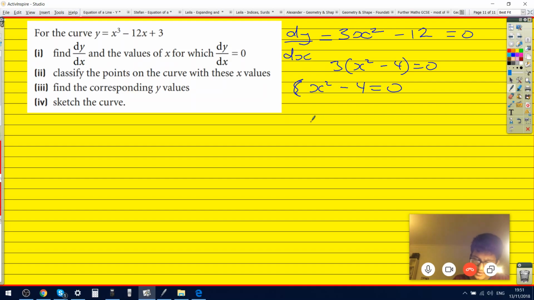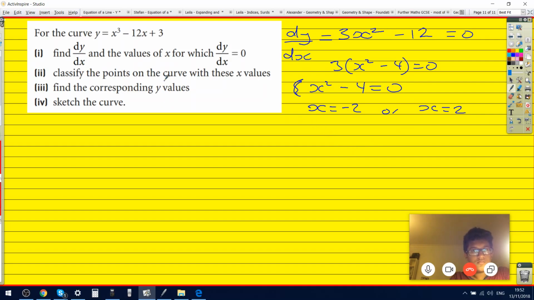So as you said, 3 and x squared minus 4, and then equals 0, so 3 times x plus 2, x minus 2. Yep. So x equals minus 2, or x equals 2. Yeah.